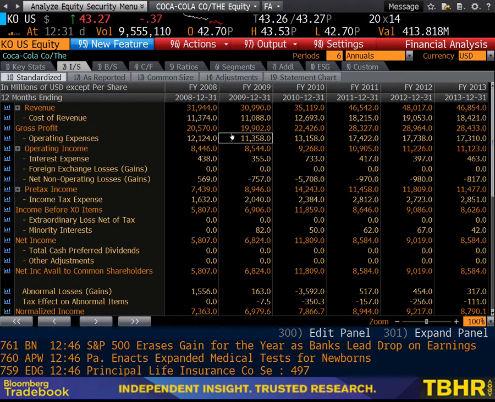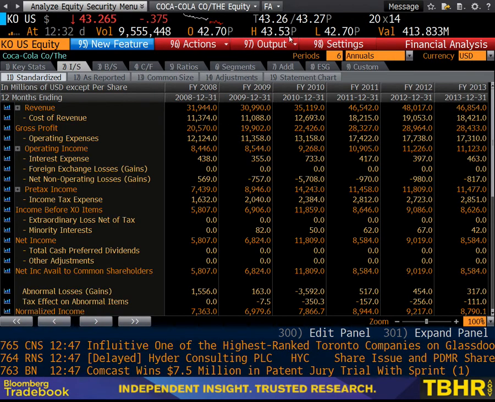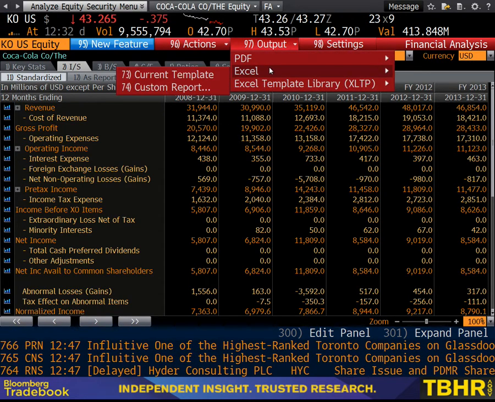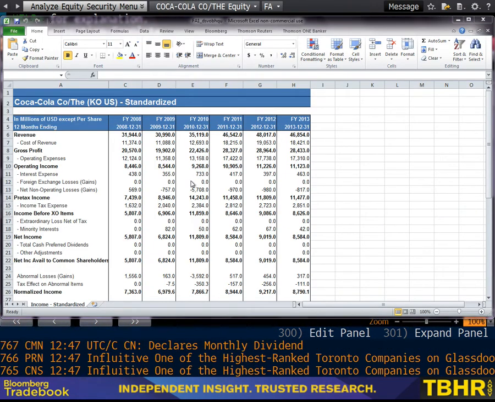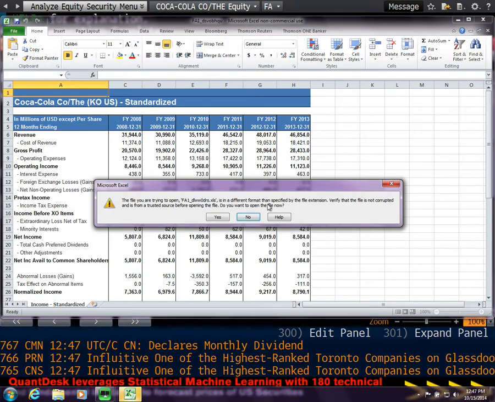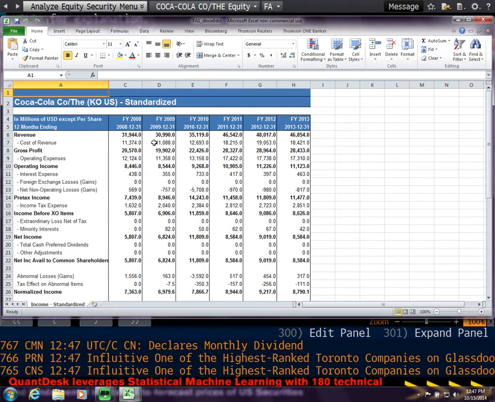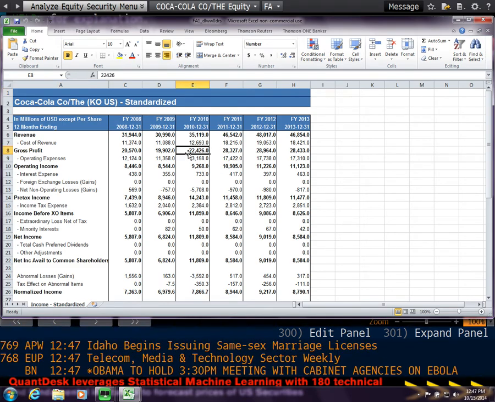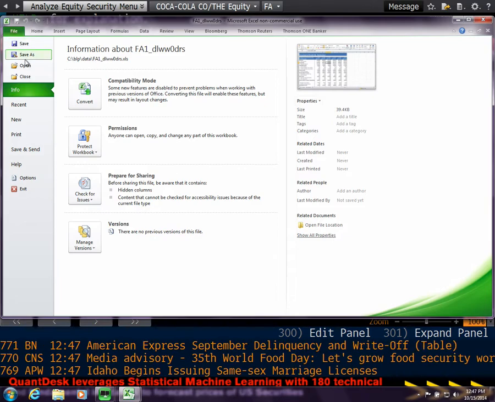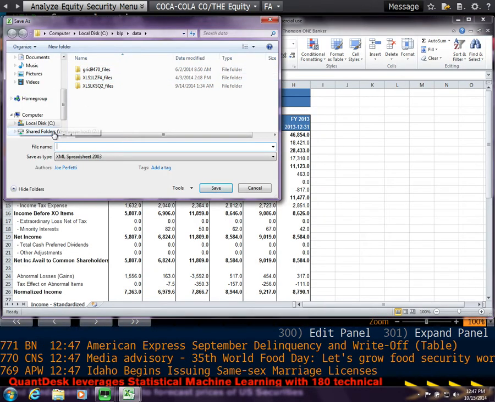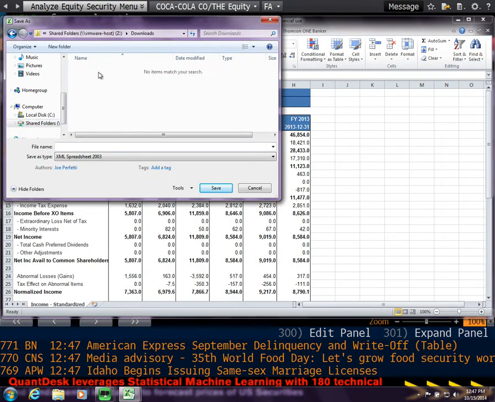And so now what I'm going to do is I'm going to output to Excel. So output Excel, the template, and then in Excel, it'll probably give you a security warning, yes to the security warning, and then it'll give you this template. Right? And then file, save as, put it somewhere where you can find it.